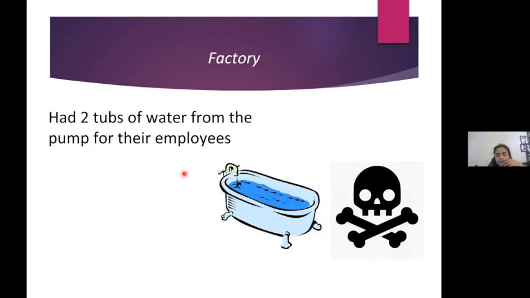The factory, where a lot of people died, actually stores water in 2 tubs, and they get the water from the Broad Street pump, and of course people have died. So that's how they get their water.